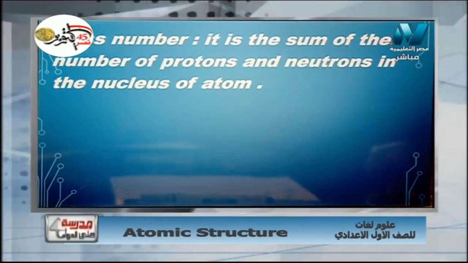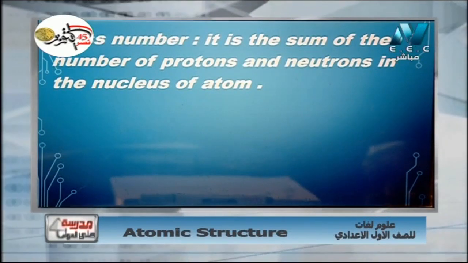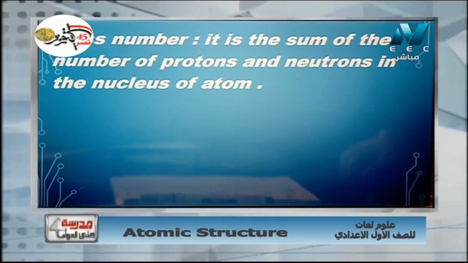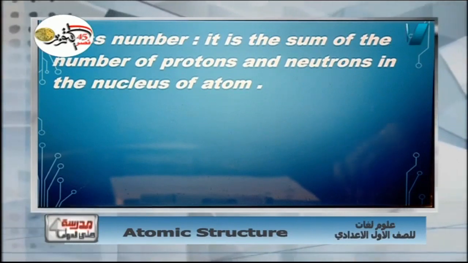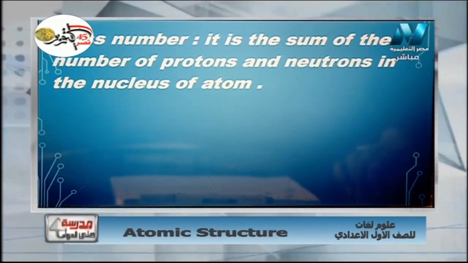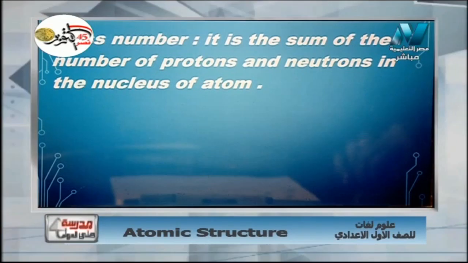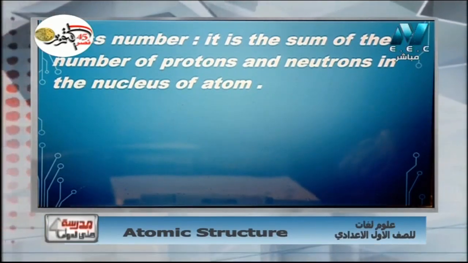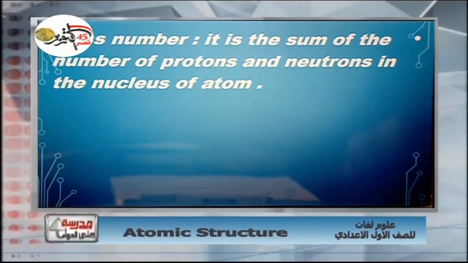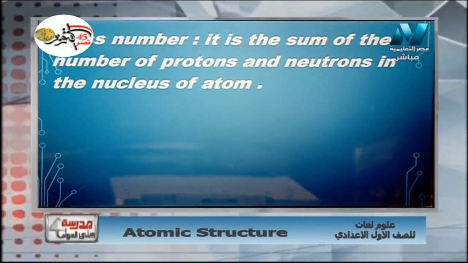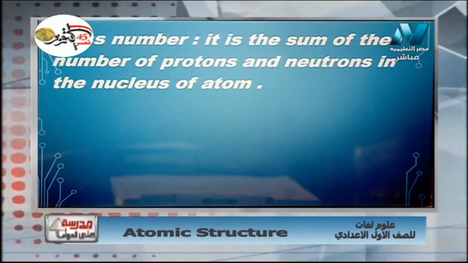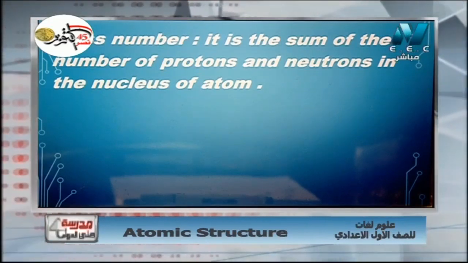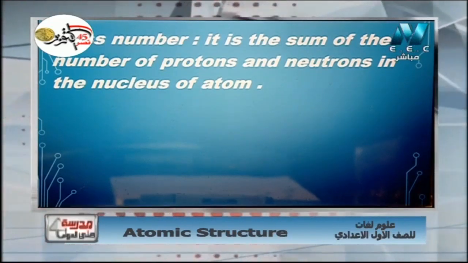Now, what's meant by mass number? As I told you, my dear student, mass number means the sum of the particles inside the nucleus that have more mass. What are they? Yes, they are protons plus neutrons. Mass number is the sum of the number of protons and neutrons in the nucleus of an atom.